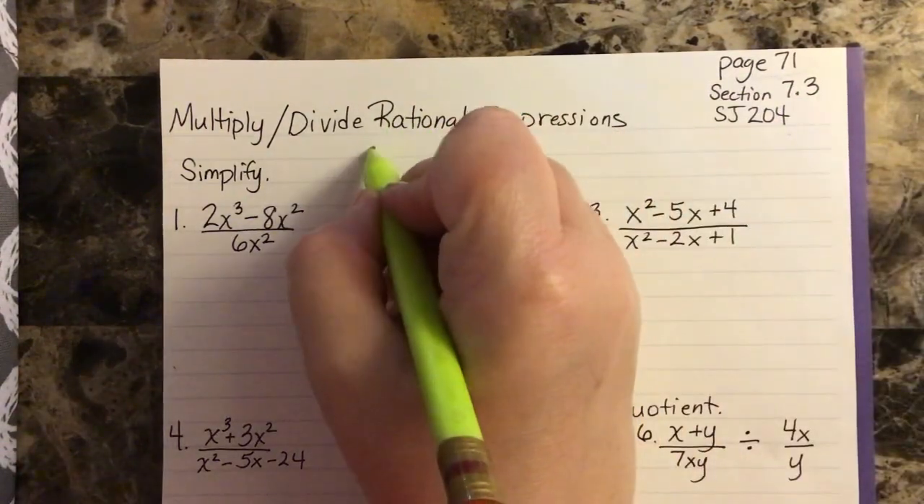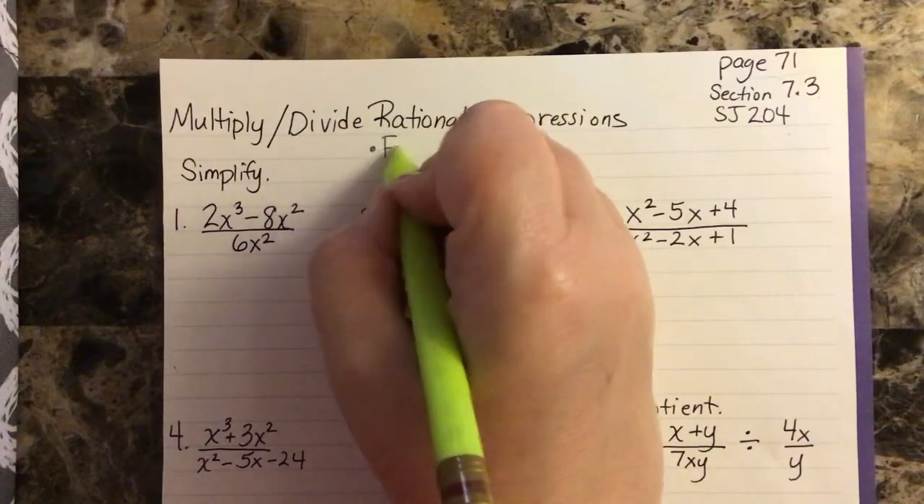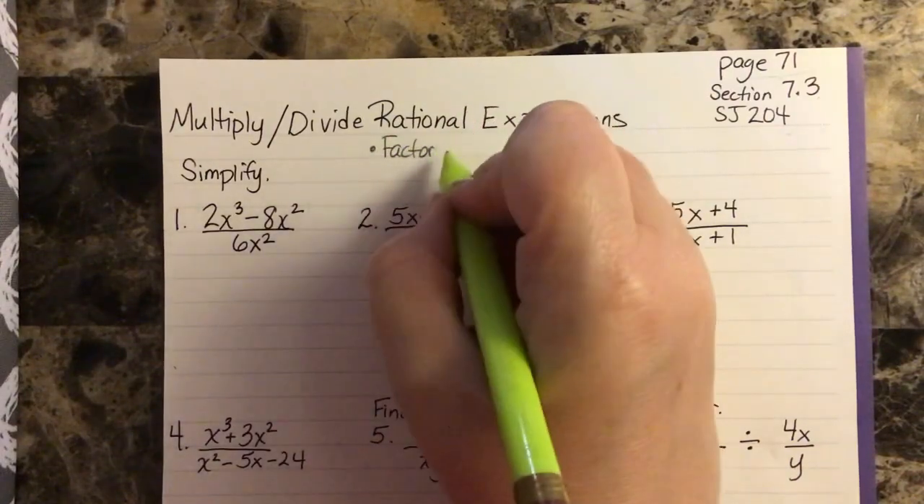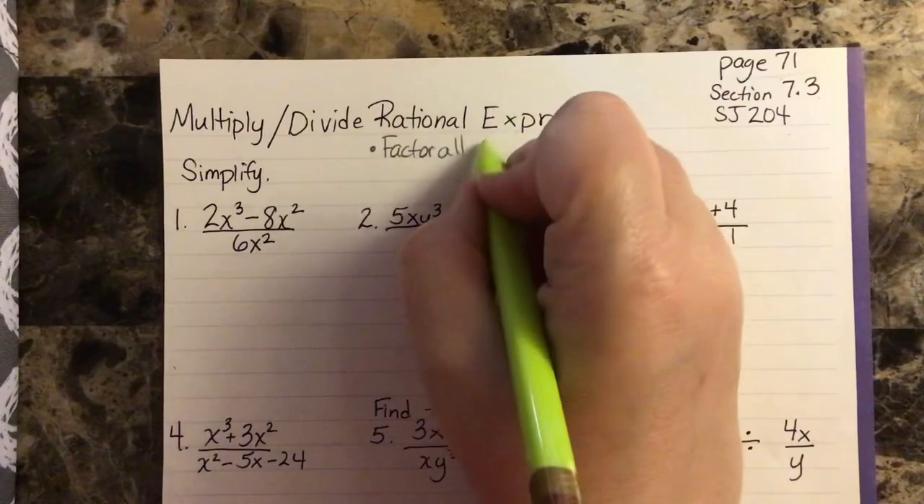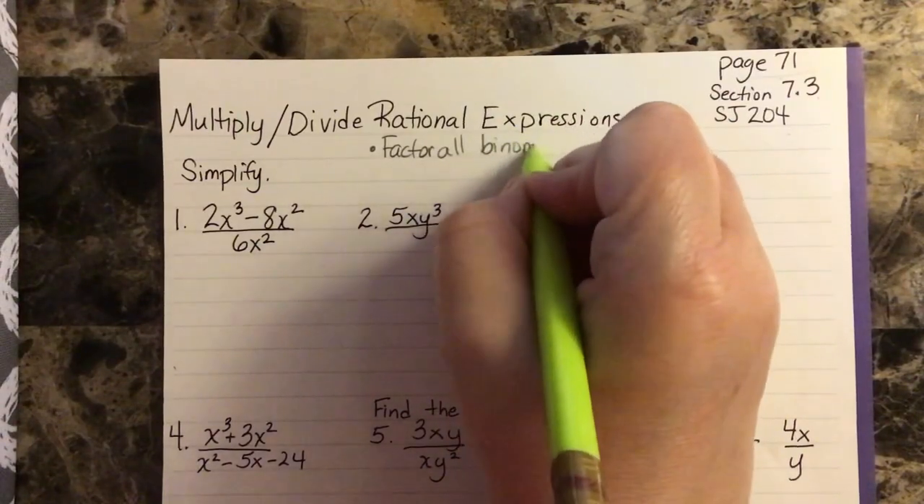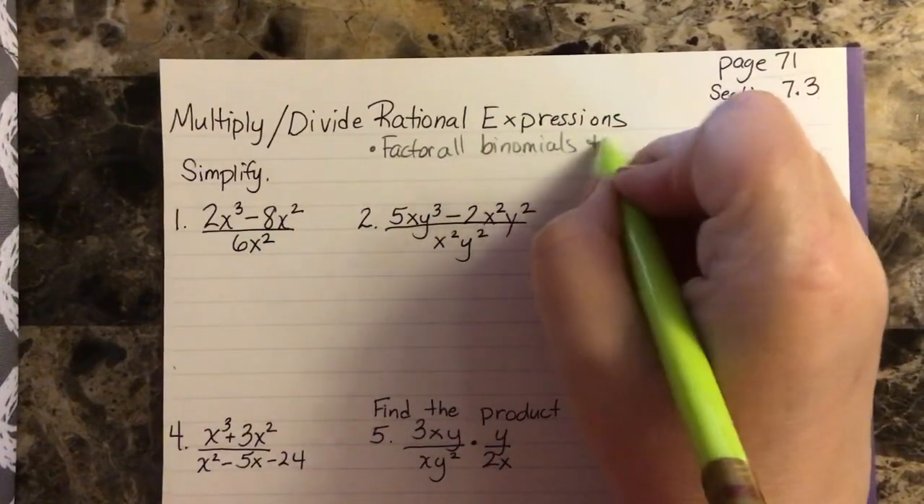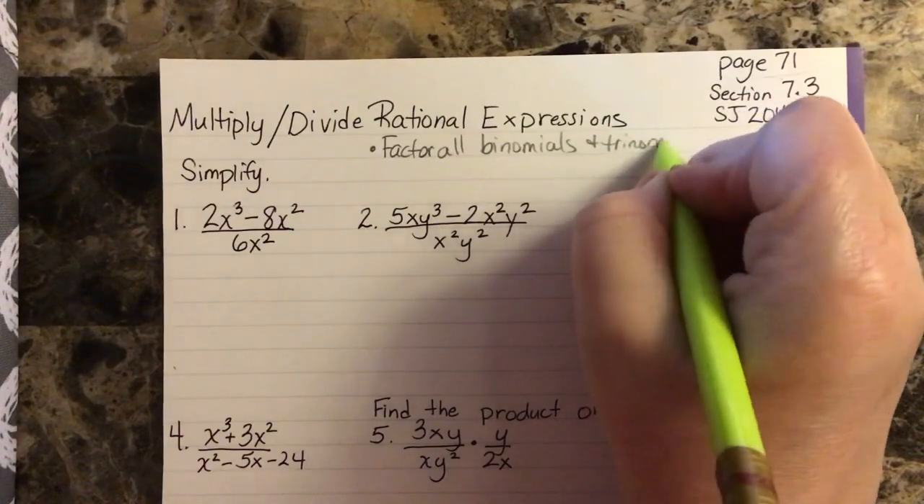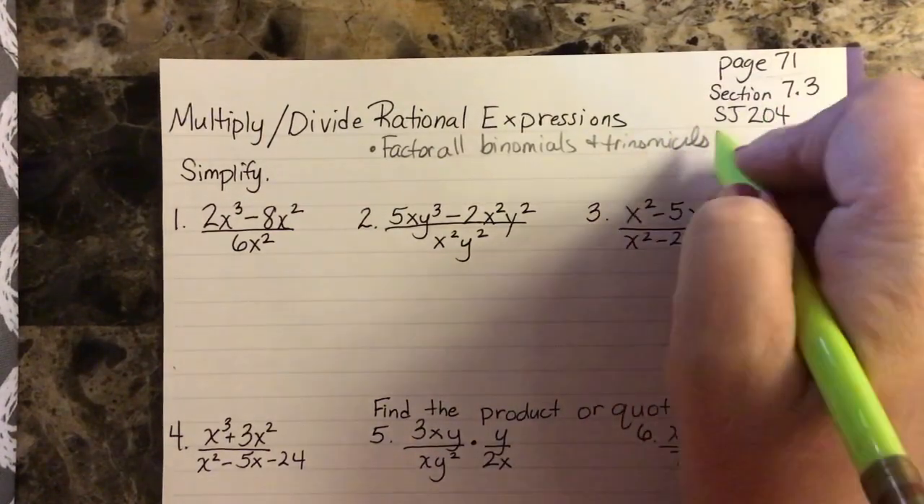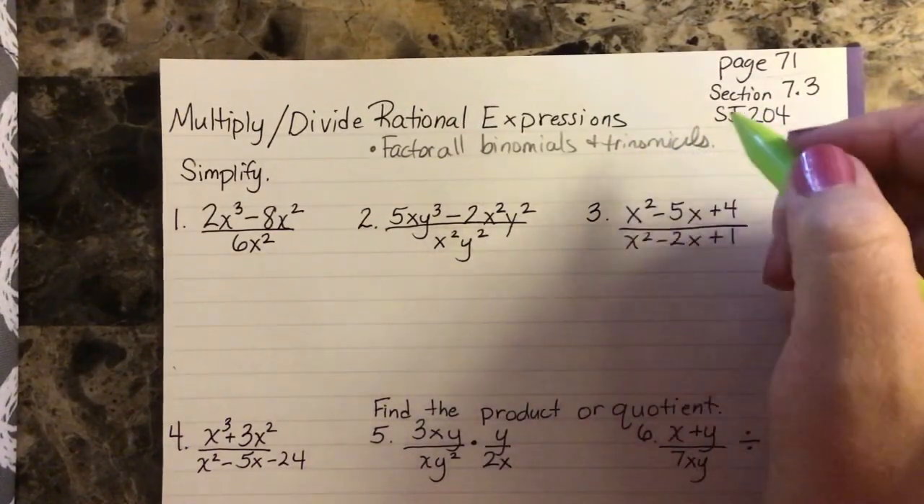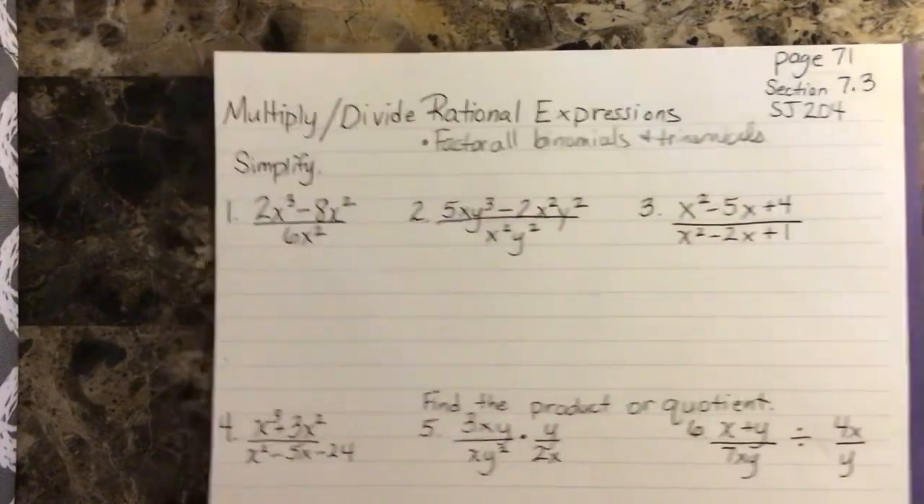I want to tell you to make sure that you factor all binomials and trinomials. That's the first thing you want to do, is factor all binomials and trinomials. Okay, so let's look at number 1. I want to simplify this.